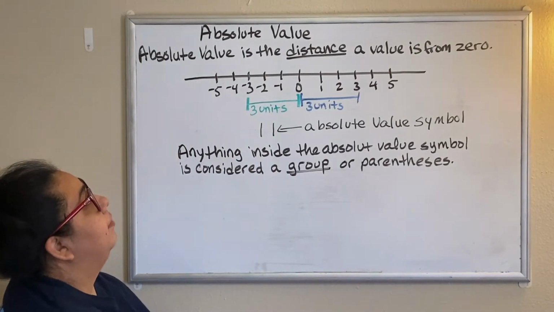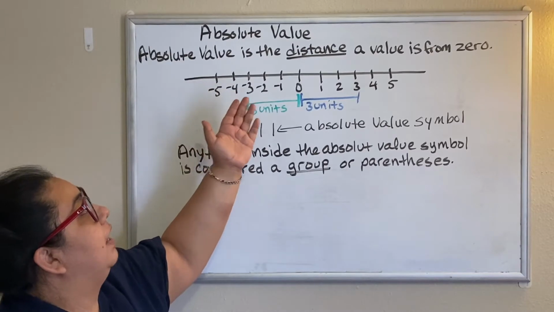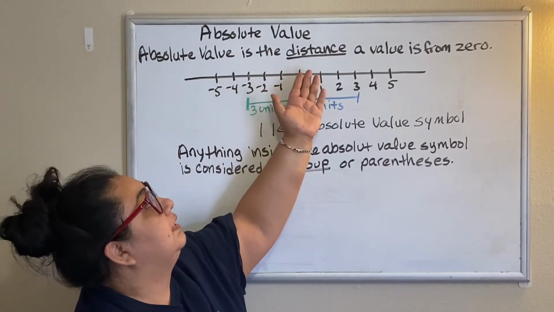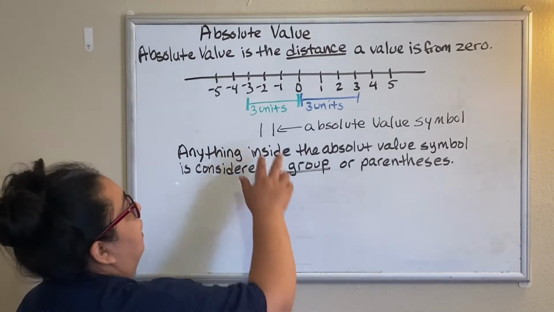Today's lesson is going to be about absolute value. Absolute value means a value's distance from zero. So I've got a couple of examples here.